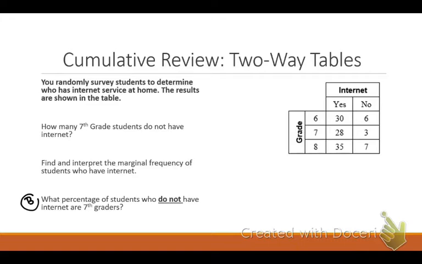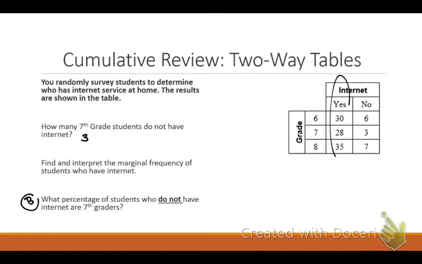Look at the table. All right, so it says you randomly survey students to determine who has internet service at home. Okay, so most people do nowadays because you like stream everything on TV. But so it says the results are shown in the table. So here's my grades. So in 6th grade, 30 people said yes, 6 people said no. So how many 7th grade students do not have internet? 7th grade. So 7th grade do not have internet. 3. That's all you have to say.